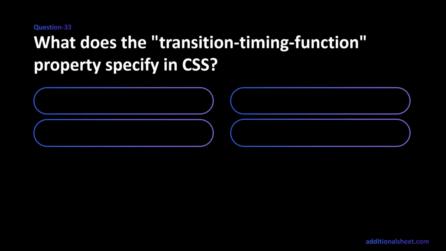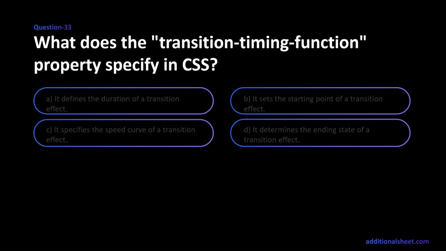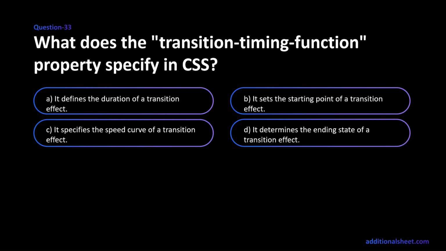Q33. What does the transition-timing-function property specify in CSS? Options are: A. It defines the duration of a transition effect. B. It sets the starting point of a transition effect. C. It specifies the speed curve of a transition effect. D. It determines the ending state of a transition effect.